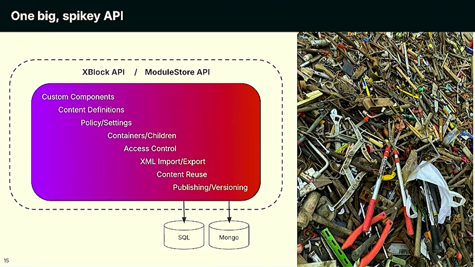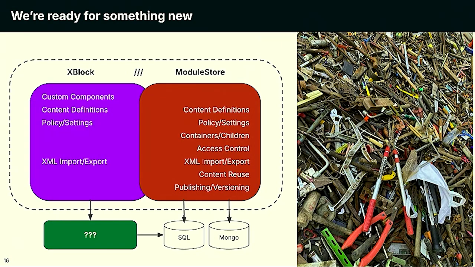Fortunately, over the past, I think this was between Koa and Nutmeg, several releases of separating out XModules. There was a project to separate these two APIs out, and it was successful. XBlocks can now render without ModuleStore. It's not perfect, but there is now a delineation between these two APIs, which means we are in a very fortunate state of being able to re-implement XBlocks on a new runtime. And what will that new runtime use as a storage backend?